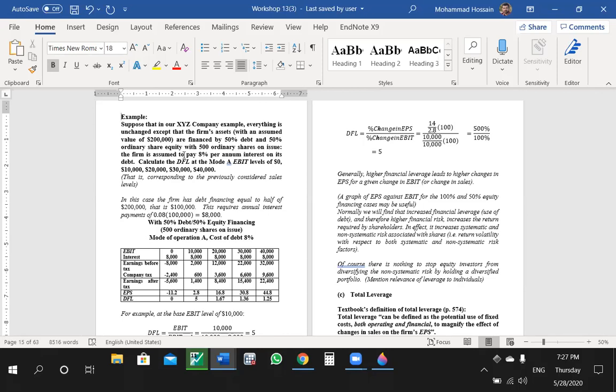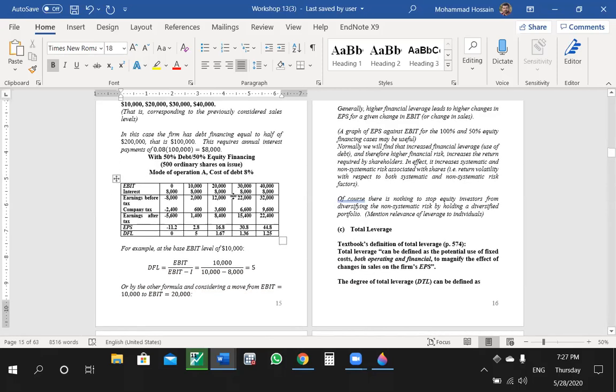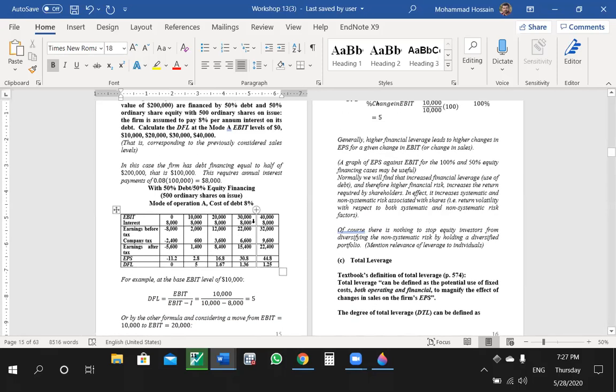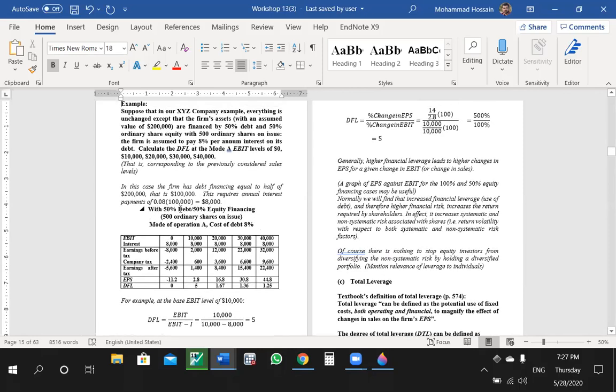So they're actually asking you to show these levels: 0, 10, 20, 30, 40. Okay. So if EBIT is this, what's going to happen? So now look at here. With 50% debt and 50% equity financing, and the interest cost to pay is 8%, they say the interest is $8,000. It remains the same. So they subtract interest from the EBIT and they get the earnings before tax.